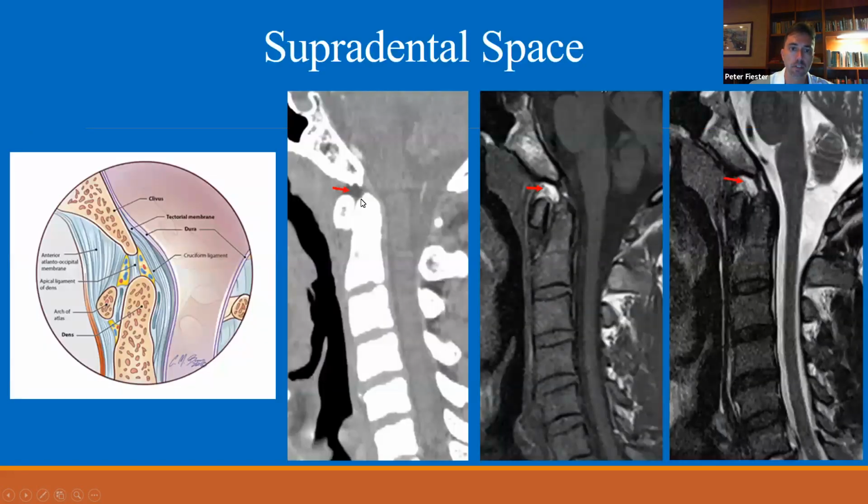And just for comparison's sake, this is what the supradental space, this little space superior to the dens, should look like on CT and MRI. It should have low attenuation fat within it, and then it should be bright on your T1 and T2 weighted sequences. And then, of course, here's the apical ligament going through the middle of it, and it has this venous plexus within it.